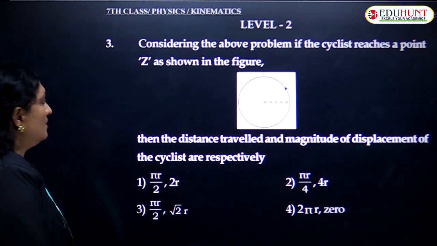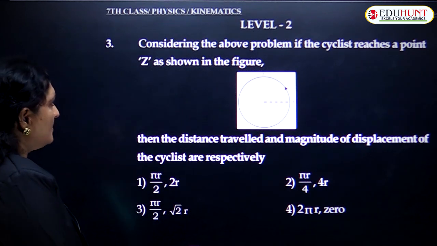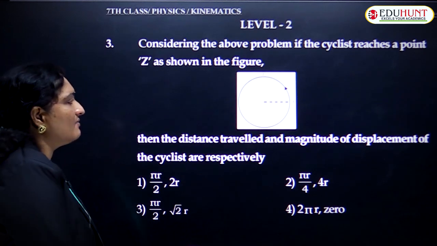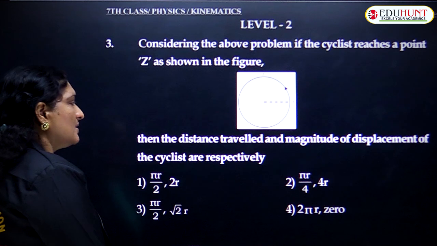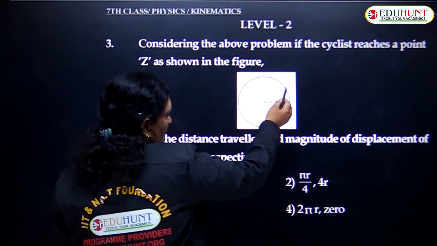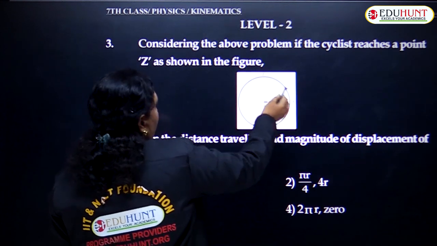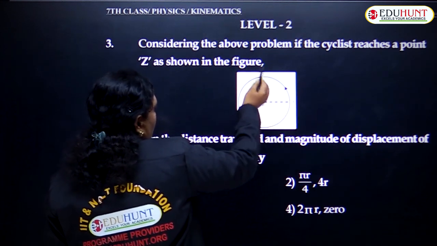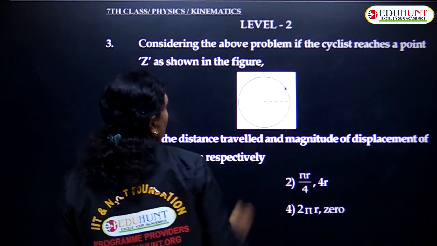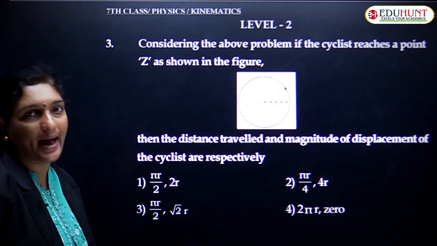Next, considering the above problem, if the cyclist reaches a point Z as shown in the figure, then the distance travelled and magnitude of displacement of the cyclist respectively. So here the diagram was given, arrow mark, you can see. The cyclist's initial position was given to be X, and he reached the final position Z over here. So this is his journey. Here you are asked to find out the distance traveled as well as the magnitude.